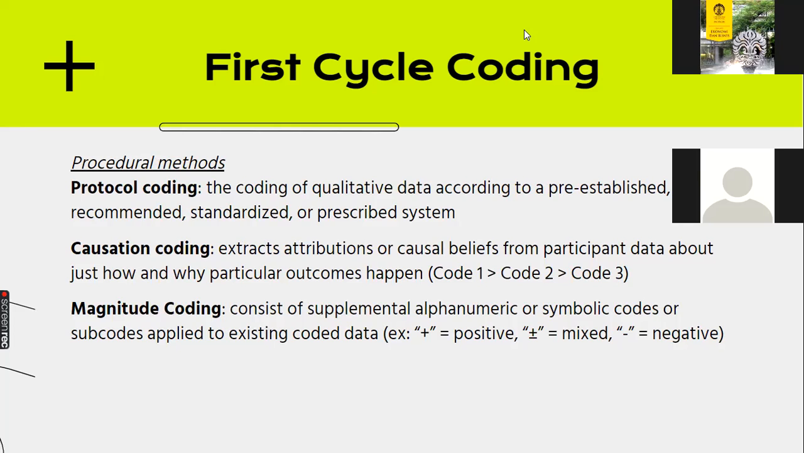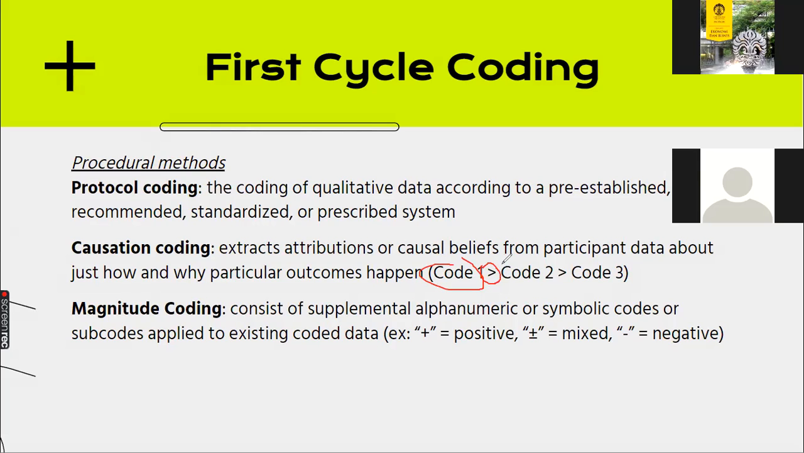And moving on, we have causation coding, which extracts attributions or causal beliefs from participant data about how and why a particular outcome happens. This type of code usually divides it into three parts joined by an arrow sign. So we have a code one followed by an arrow sign that points to code two, and an arrow sign followed by code three. Now, what this basically means is that code one is the cause, which leads to code two, and code two is the cause that leads to code three. It's basically that.